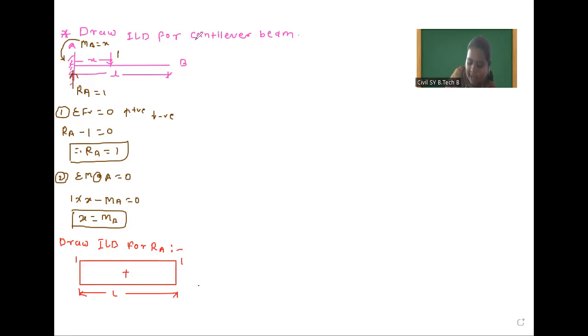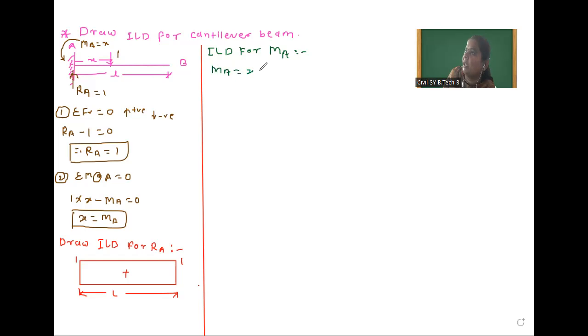After that, we will draw the ILD for MA, that is the ILD for moment. Already you know that the value of MA equals x. But you observe here that this MA pushes the beam downward. So MA equals minus x, you have to consider here.